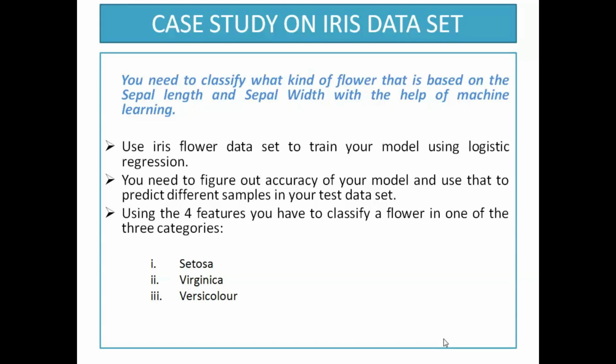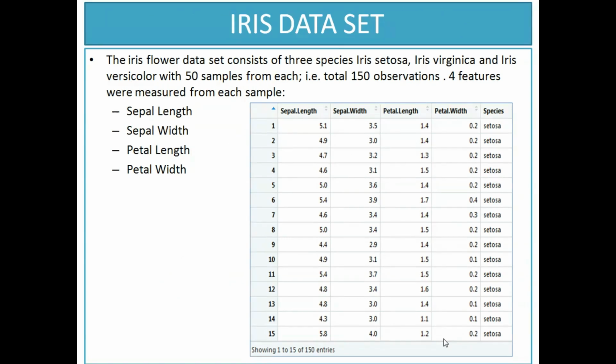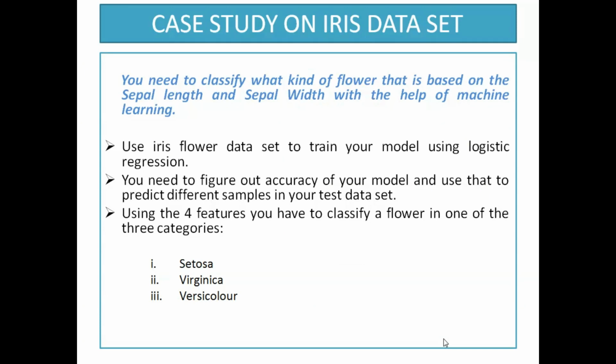Now, using these four features, what are the four features? I have already mentioned: the sepal length, sepal width, petal length, petal width. You have to classify a flower. That means in which category it belongs, one of the three categories. The categories are Setosa, Virginica, Versicolor. Okay. So this is the first case study you can choose at the time of learning data science.